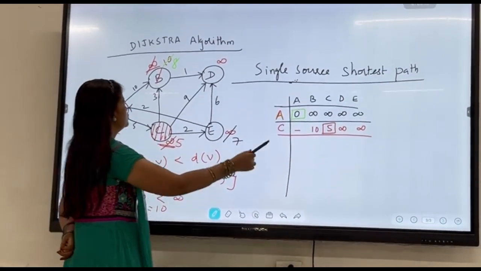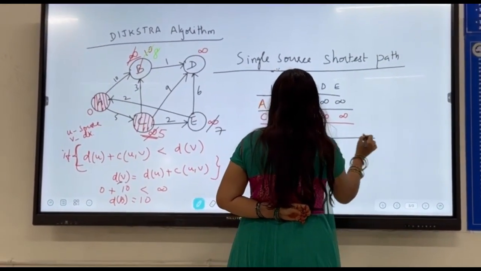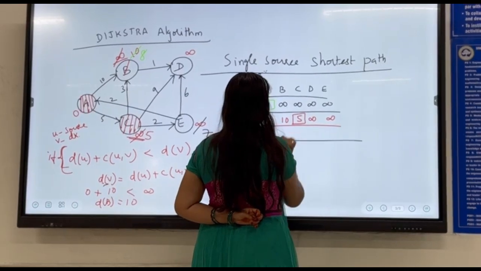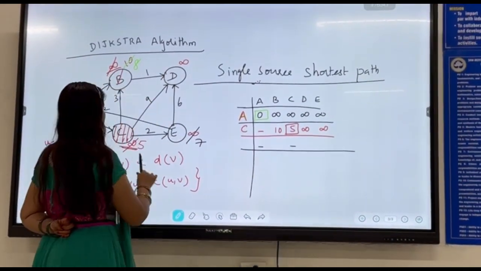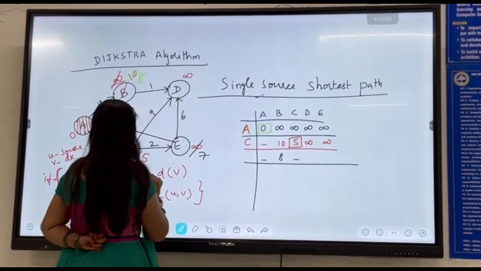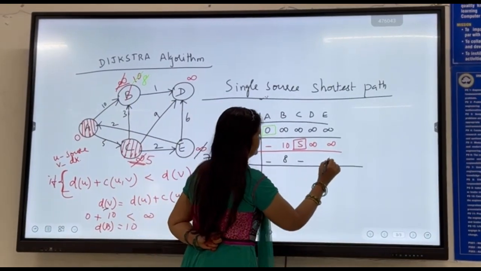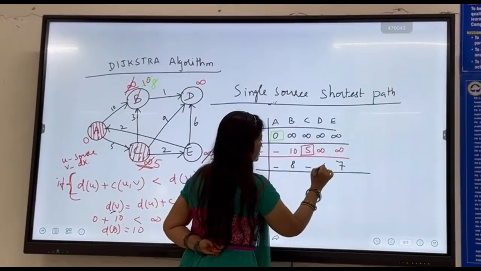Now write down the values here. Third row. So I should not touch this one. C is already selected. Don't touch this one. Okay. Now C to B, the value is 8. C to E, the value is 7. This is the same as it is.